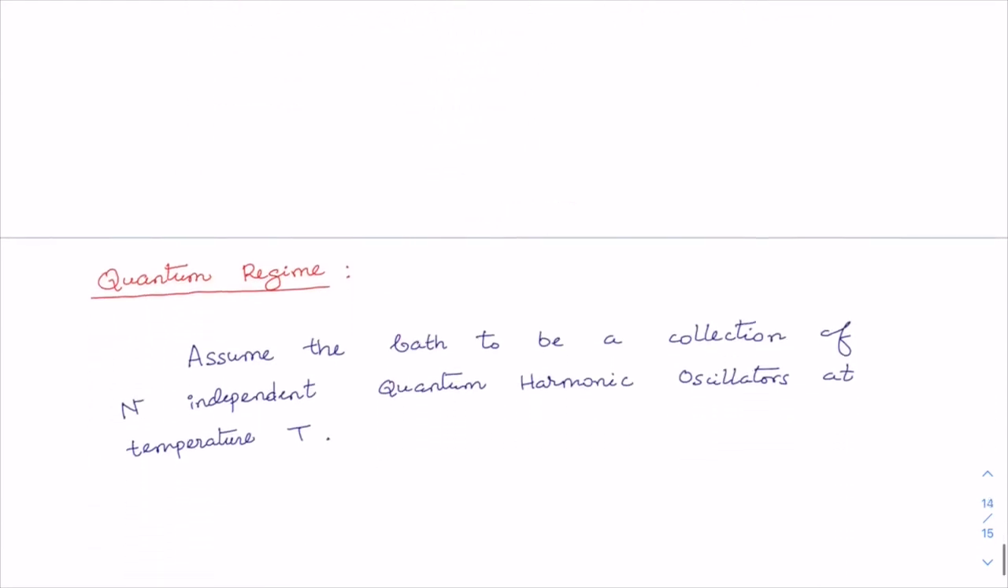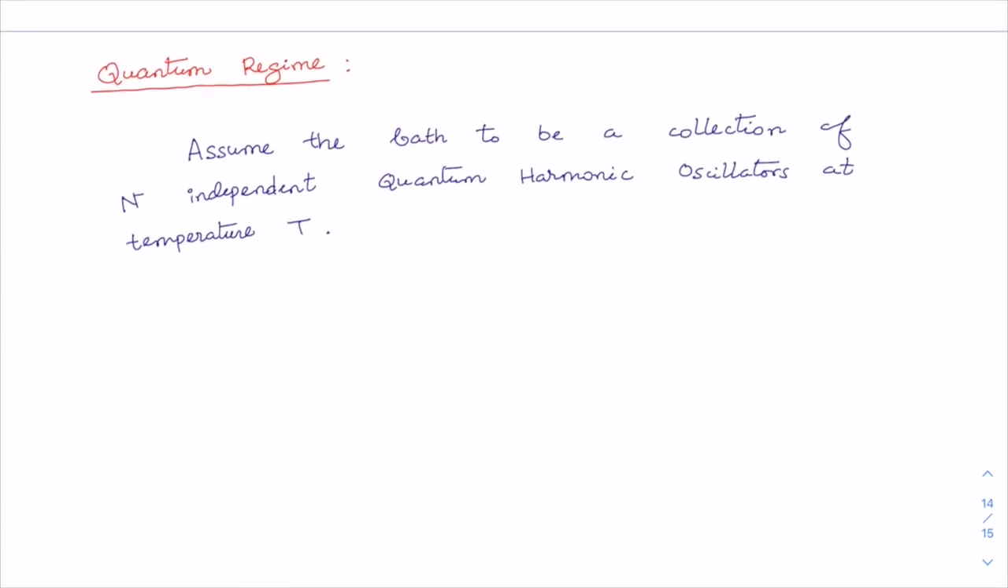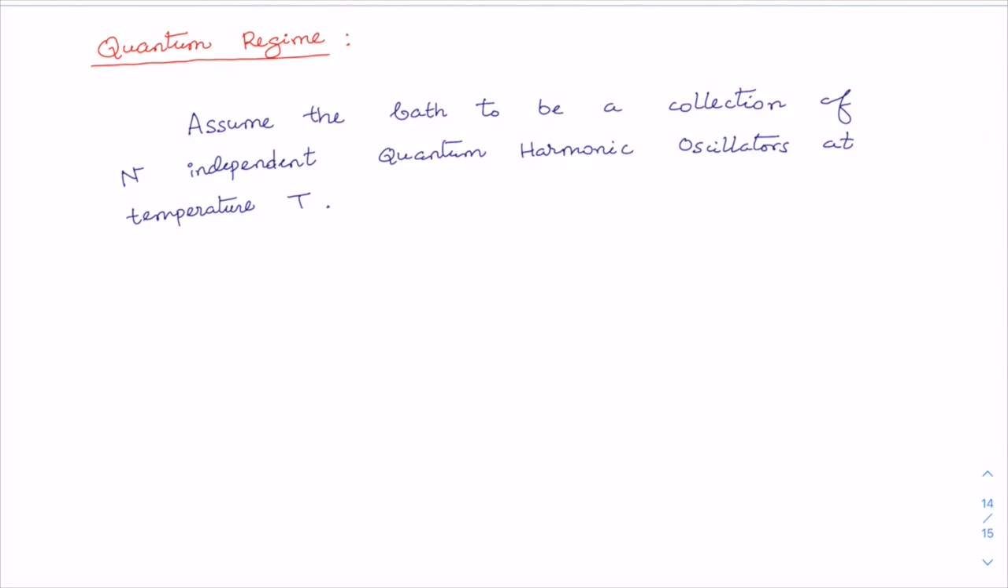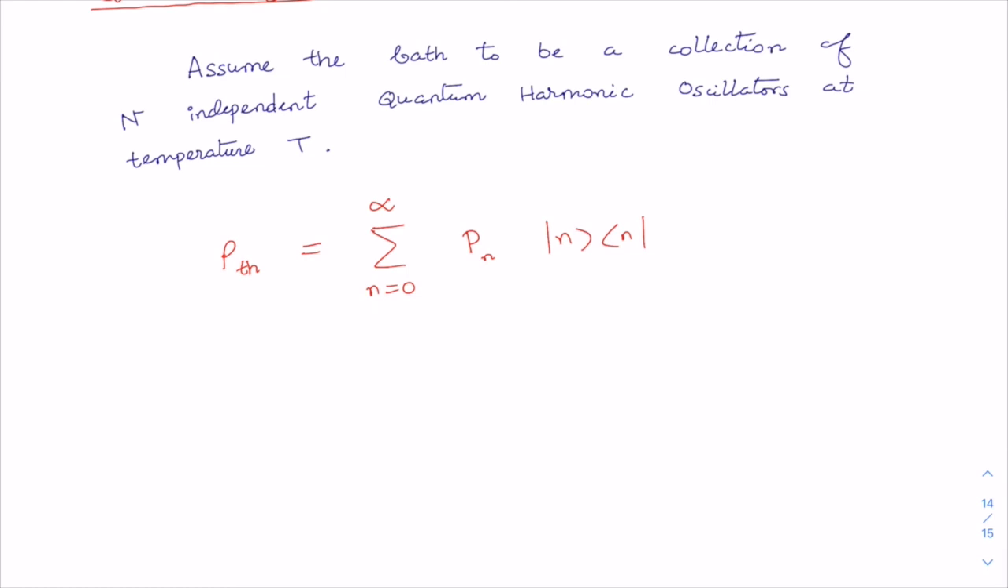Now let us discuss the quantum counterpart of classical Langevin noise. Again, let us consider the bath to be a collection of independent, this time quantum, harmonic oscillators at some temperature T. We know from our earlier classes that the density operator for the thermal state of these oscillators is given by this expression in the number state basis. Rho thermal, the density operator for the thermal state, would be the sum over n equal to 0 to infinity of probability Pn times the Fock state. That's how we can write the density operator.